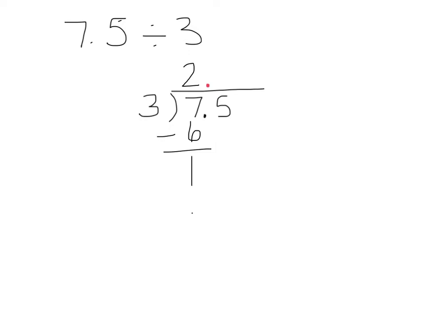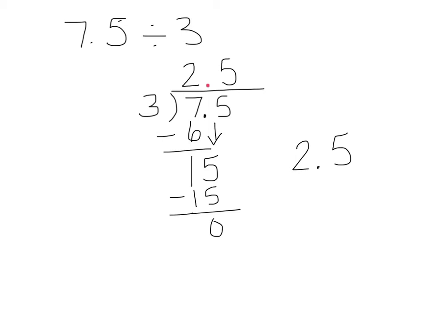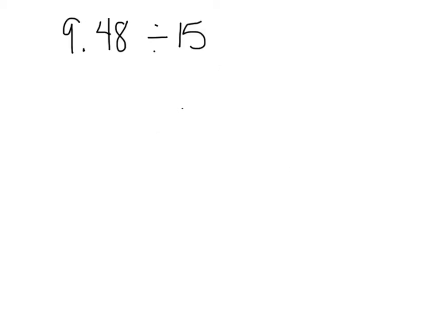7 minus 6 is 1. My next step, as you know already, is to bring down the 5. How many times can 3 go into 15? I know that 3 times 5 is exactly 15, which means I am left with the 0, no numbers to bring down. My answer then is 2.5.